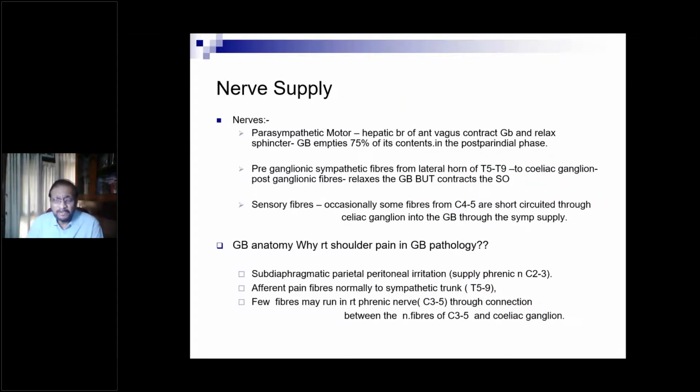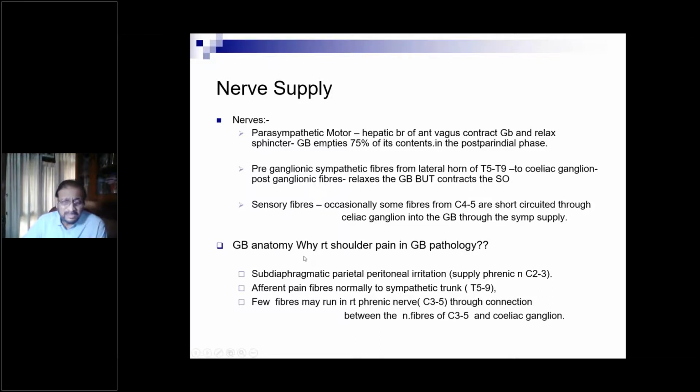The nerve supply, you got the parasympathetic motor, we just talked about that, to the gallbladder, the preganglionic sympathetic fibers from T5, T9, and the celiac ganglion, postganglionic fibers, which is the gallbladder. Right? The sensory fiber, I have just not told you the short circuiting.